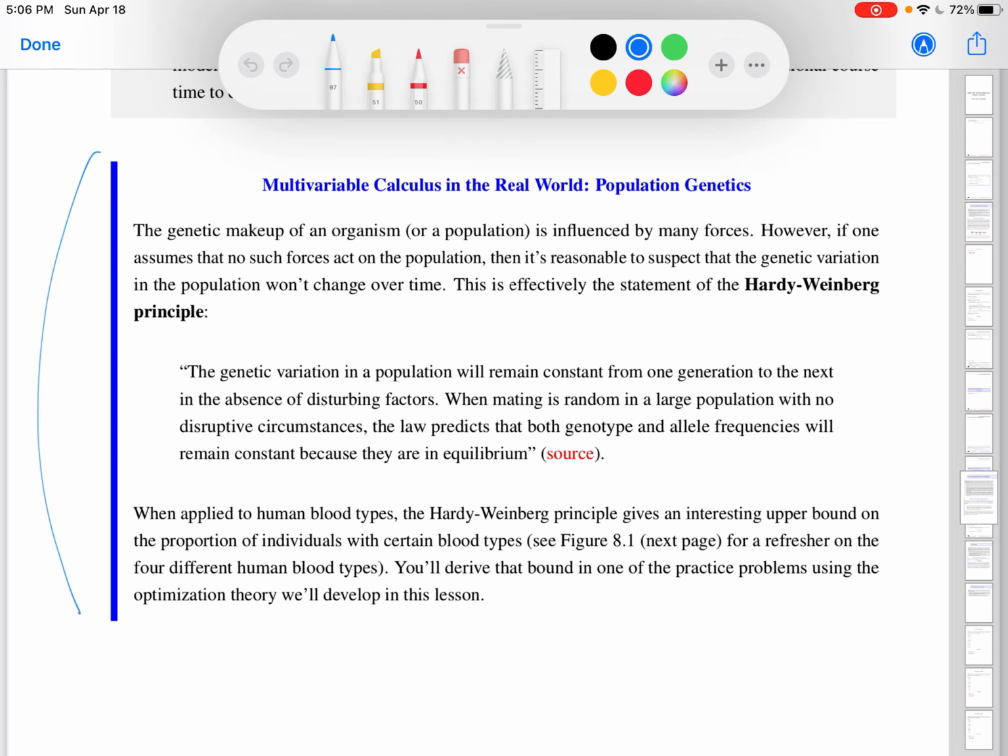Let me just show you very quickly the multivariable calculus application and motivation at the start of this lesson. This has to do with population genetics, so there's a lot of good stuff here, and really the motivation is that using some of the concepts described in here, in one of the practice problems, you will determine an interesting upper bound on the proportion of individuals with certain blood types. That is pretty cool if you ask me. Again, that is going to be in one of the practice problems, and it will make use of the optimization theory we develop in this lesson.